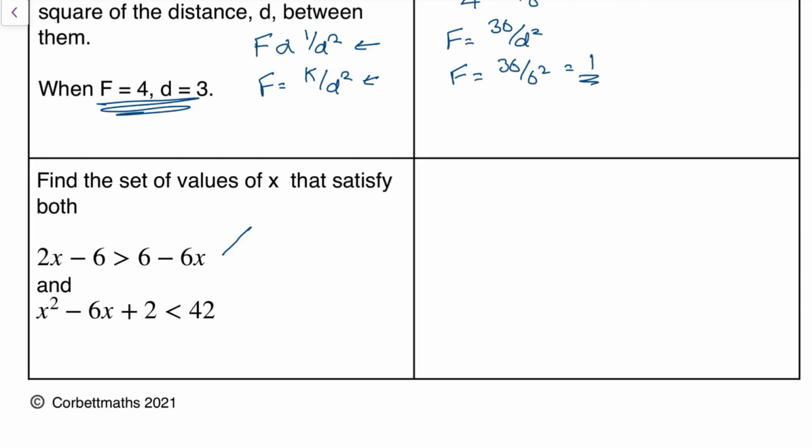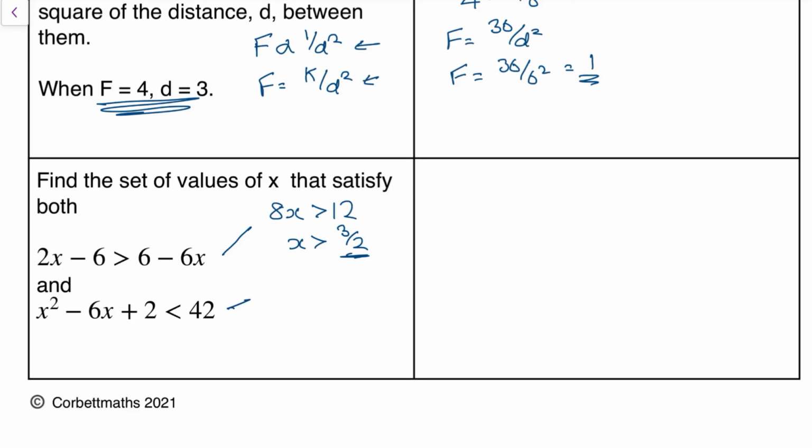So I'm going to add 6x to both sides. That's going to give me 8x. Then I'm going to add 6 to both sides. So that's going to give me 8x is greater than 12, which means x is greater than 12 over 8, which is also known as 3 over 2. That's my first critical value, 3 over 2.